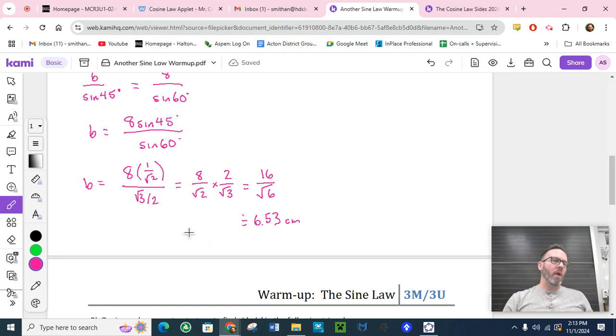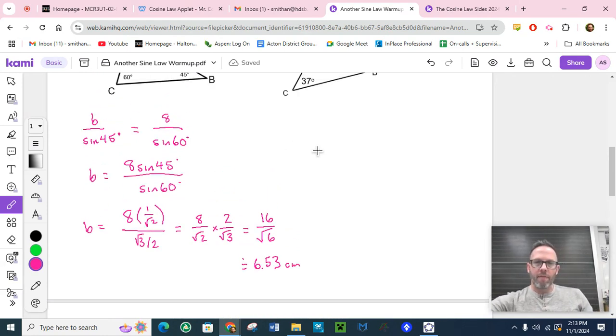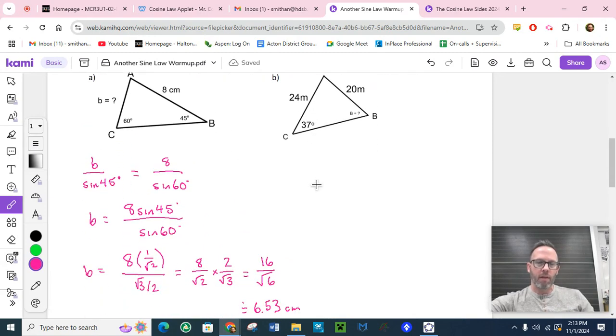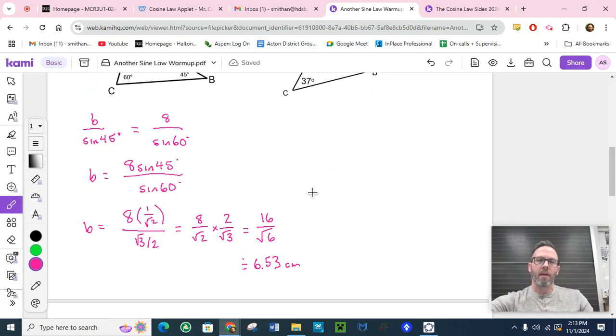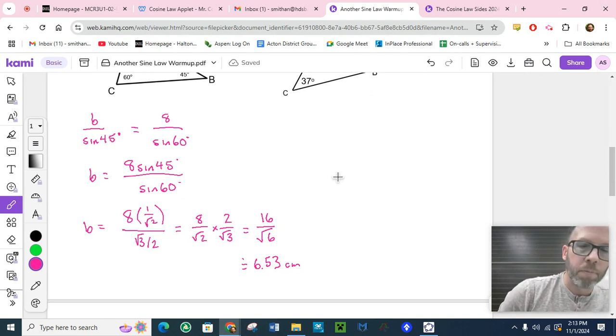I'll wait a second for you to go on to B. B, 37 degrees there. It's not a special angle. We're going to be getting the approximate decimal value for that angle. I was pleased to see how the sine law is going with the 3M students, who that's new for most of you, not everybody, but.